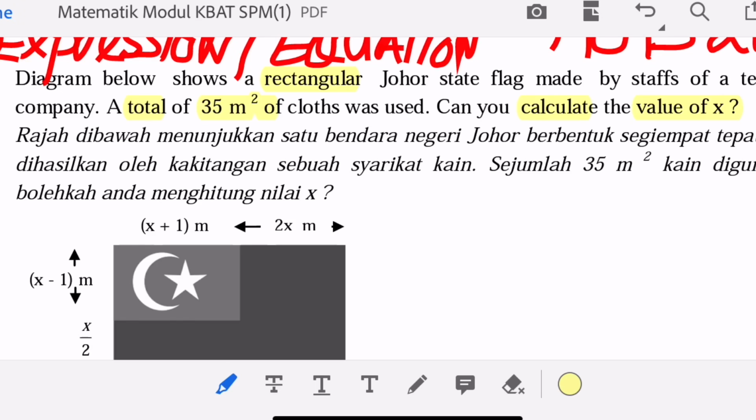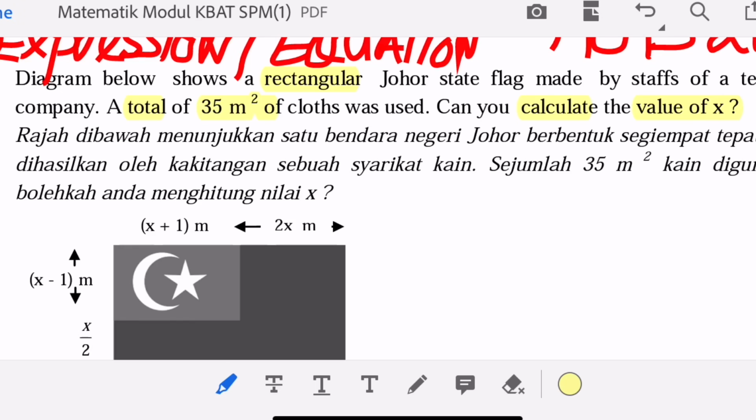Like in your daily life, you are going to solve for the flag, the area for the flag. So you must really imagine that you are doing these things and then you solve them in our daily life. Now we will write down the length in terms of x, and also the width in terms of x. Alright, have you copied everything?